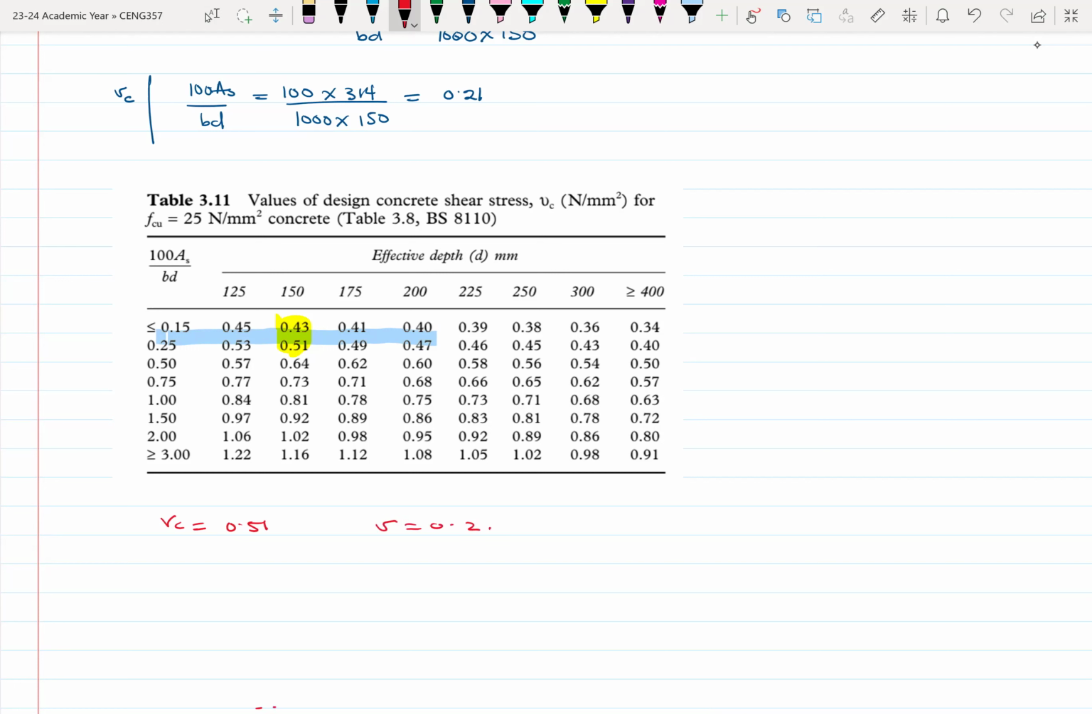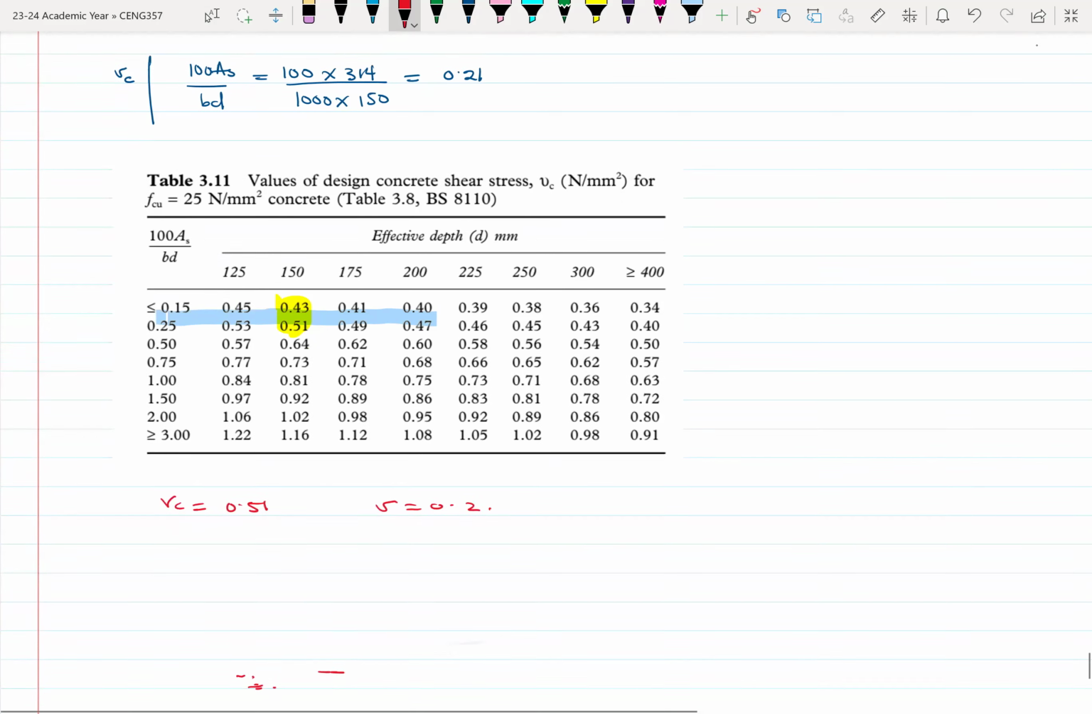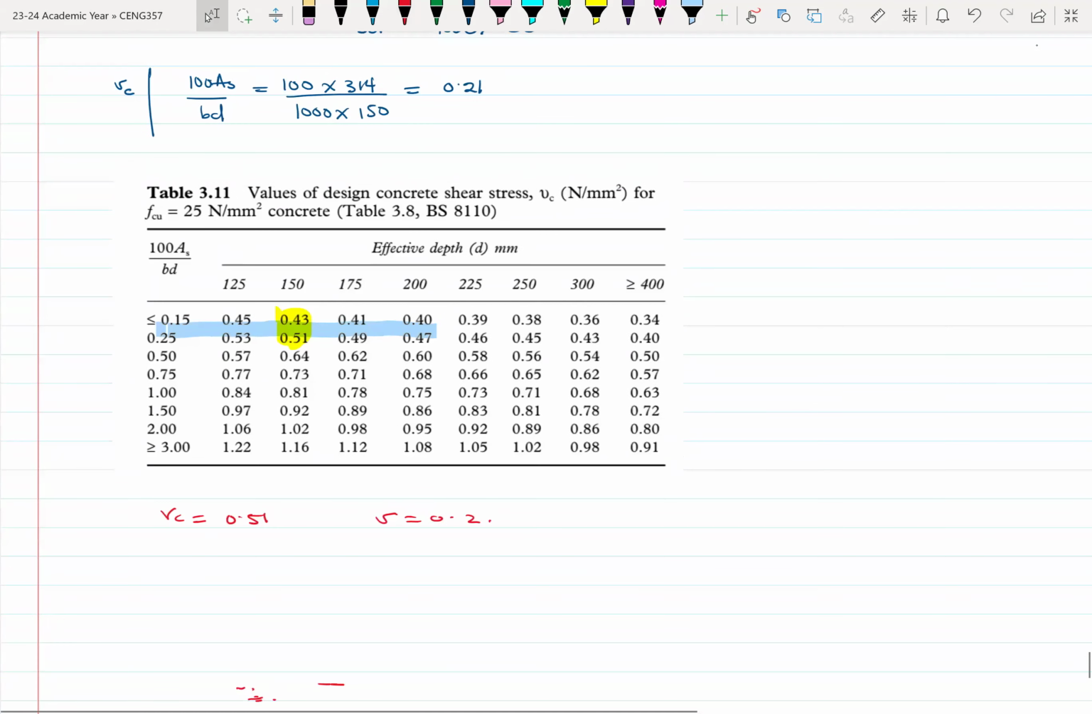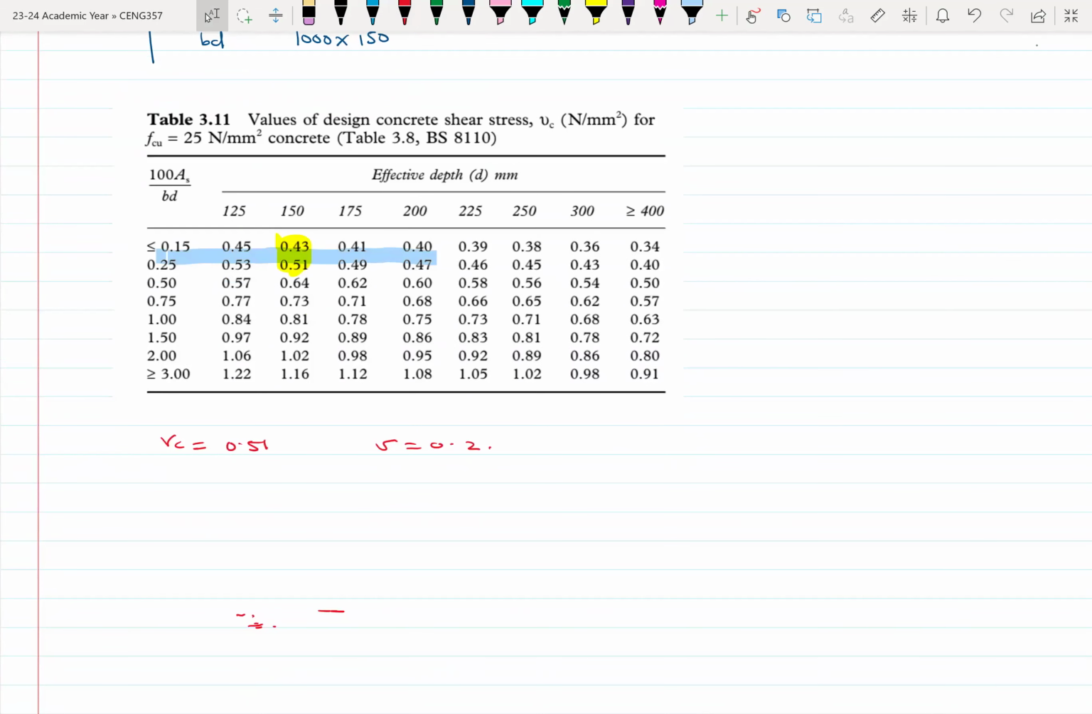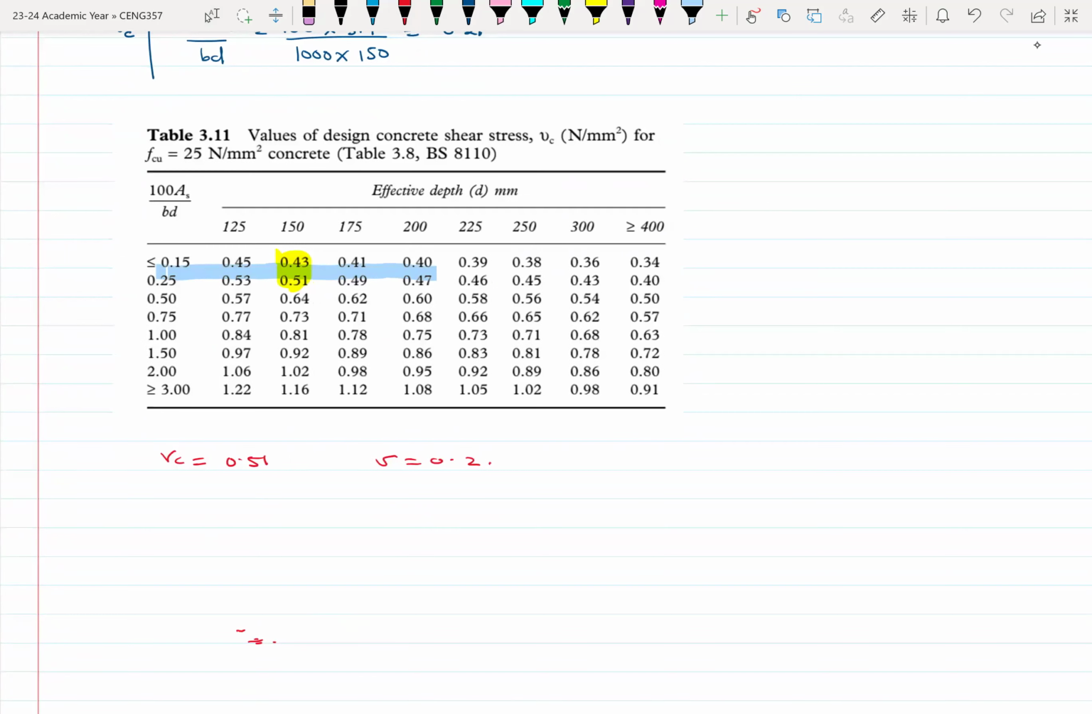Okay. VC, VC, so VC is more than V. All right. So since VC is more than V, it means that no shear reinforcement needed or required. Okay.